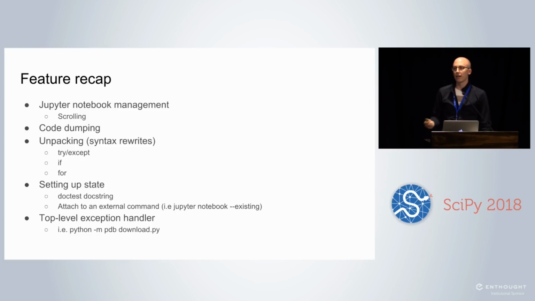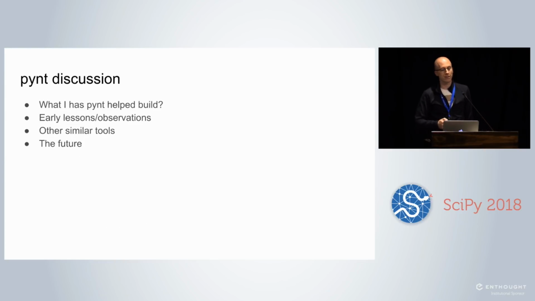So those were the features that I wanted to get across with PYNT. Just for a summary, we went over some Jupyter Notebook management features with scrolling the notebook. We can dump code from your code file into a Jupyter Notebook and split up cells. We can do unpacking or code lifting for several kinds of expressions. We can set up the state required to play around with or evaluate any code in any code base that we want to, and yeah, that's that right there.